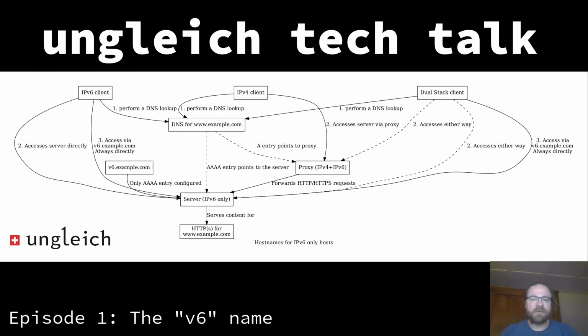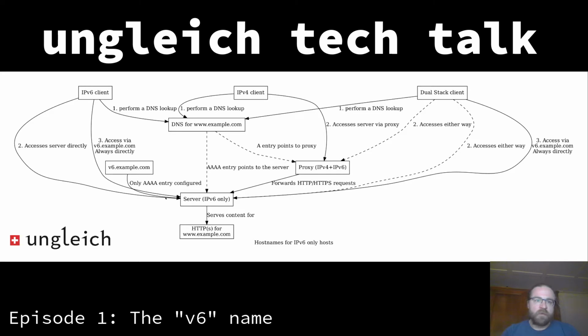Today's topic is the v6 in a name. Before I go into details, let's have a look step by step at what we're trying to solve here in the first place. So here at ungleich we have a lot of HTTP web servers which are only reachable via IPv6. You can see this here at the bottom where you have a web server for example.com which runs on an IPv6 only web server.